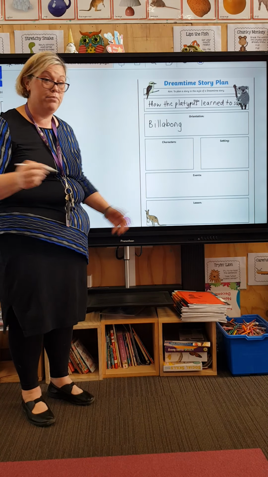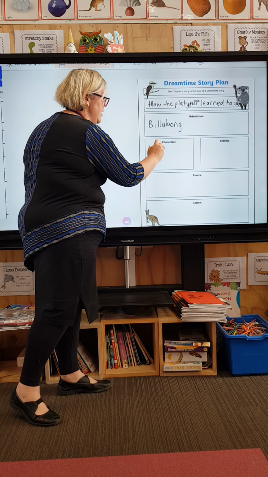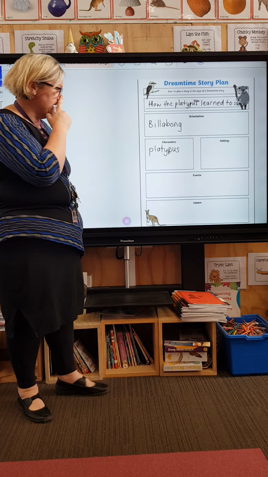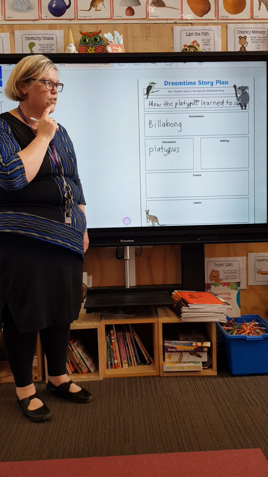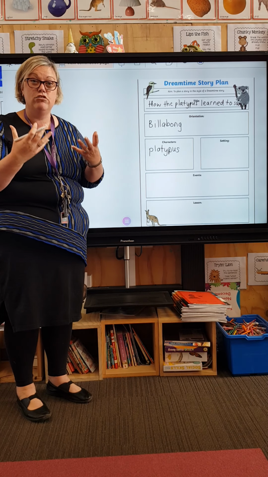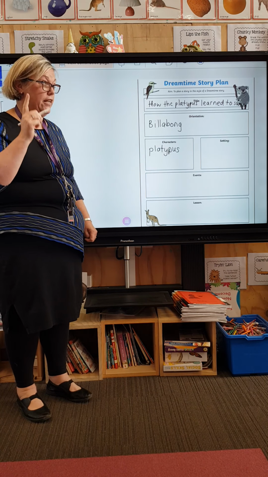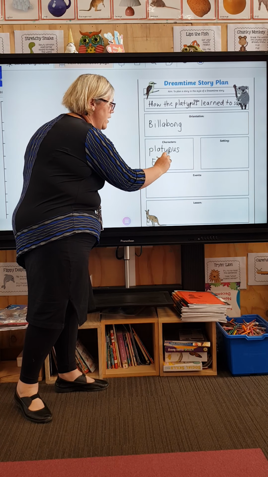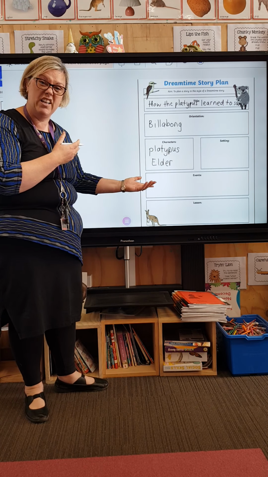Characters, I need a platypus, don't I? At this stage, I think he's going to be my main character, but I might have to put something else in. So some of the stories we've been reading were about Aboriginal elders and tribes people, so I might put in an elder, maybe someone who's very old and wise in the tribe. That's my characters, but they can come back.